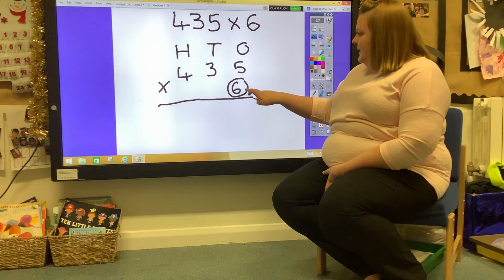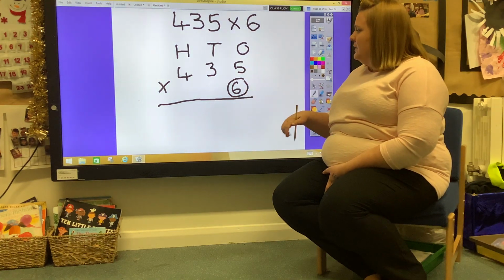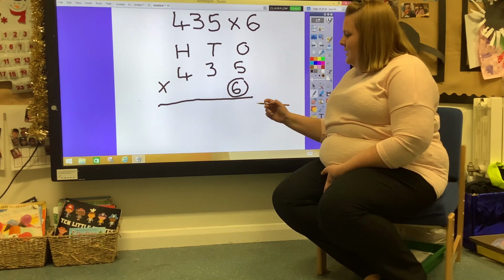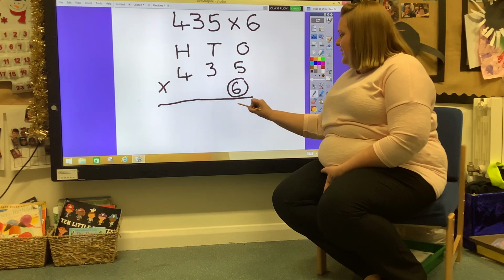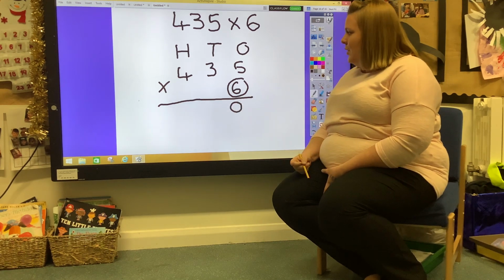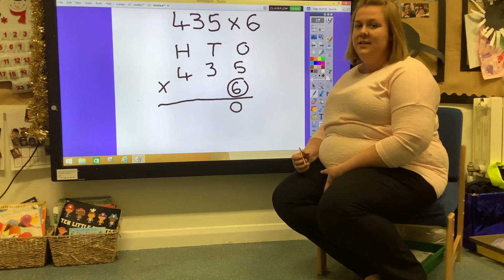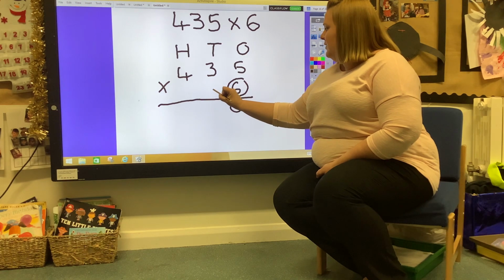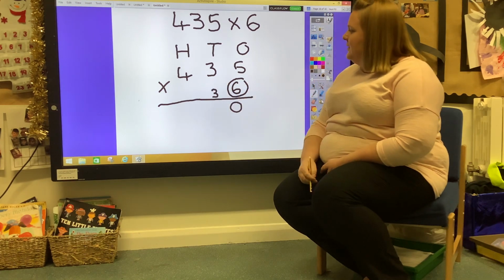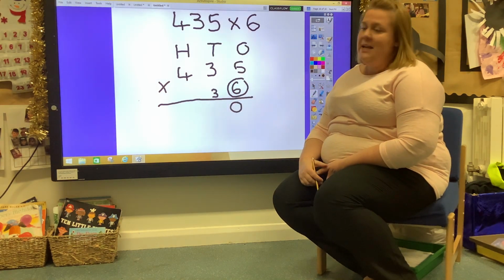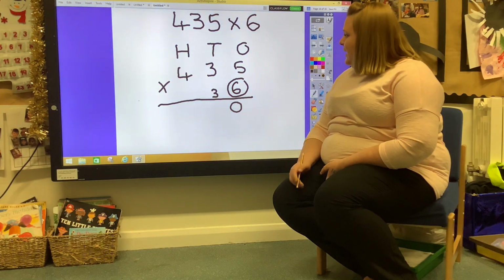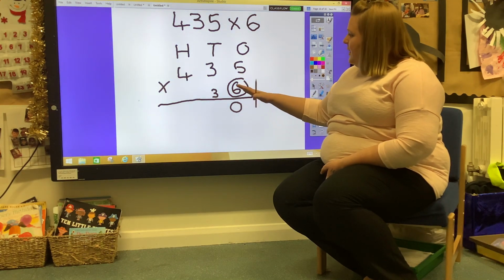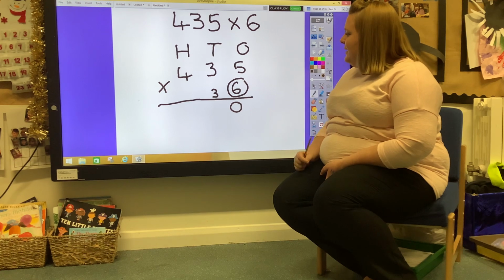Okay, so starting with the 6 then, we're going to do 6 times 5, and 6 times 5 we know is 30. In 30 we have 0 ones, and we have 3 tens. We can't have the tens in our ones column, so we're going to exchange, we're going to carry the tens over into the tens column.